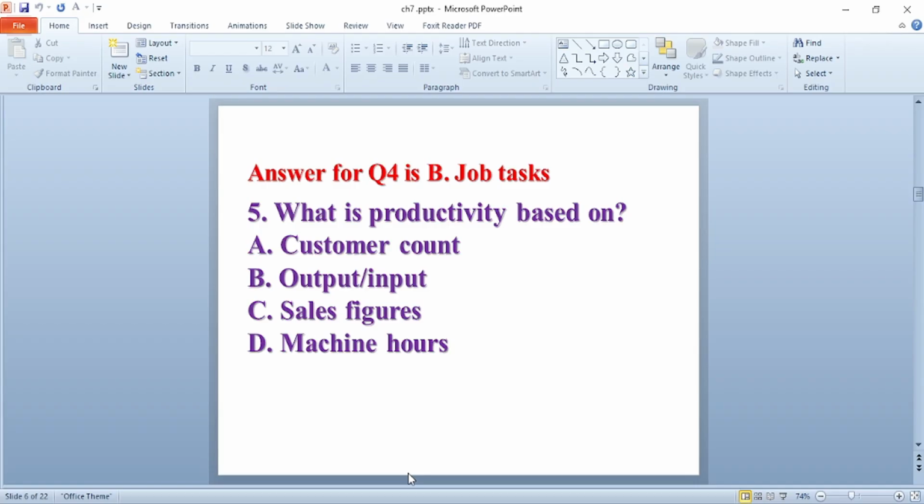Question number 5. What is productivity based on? A. Customer count. B. Output per input. C. Sales figures. D. Machine hours. The answer for this question is B. Output per input.